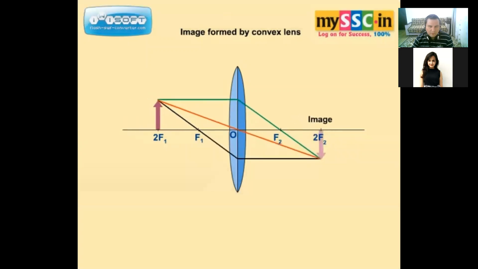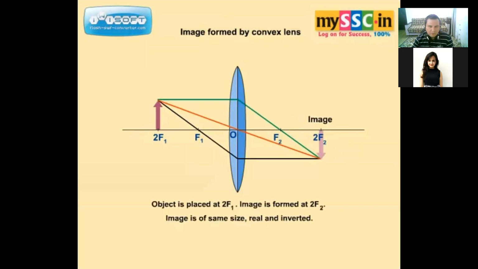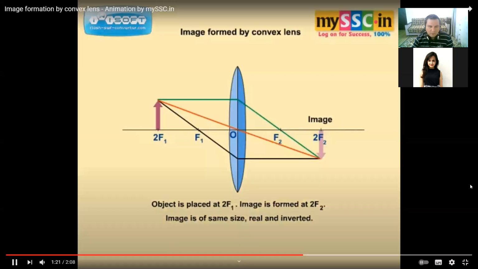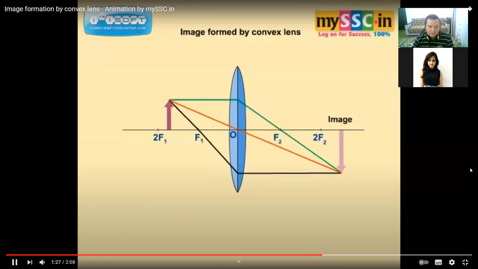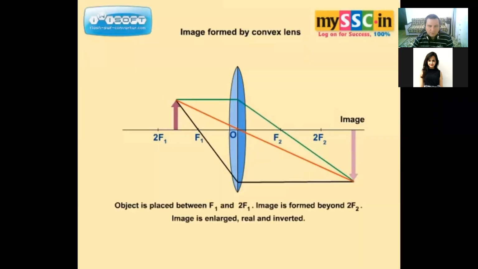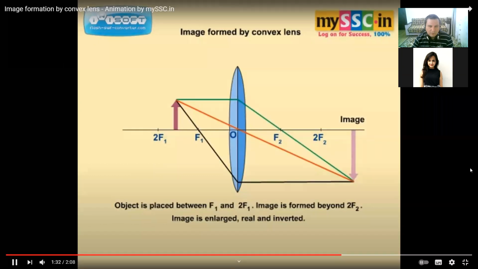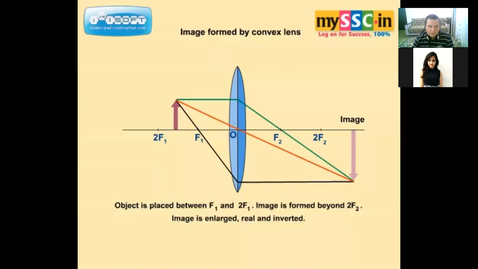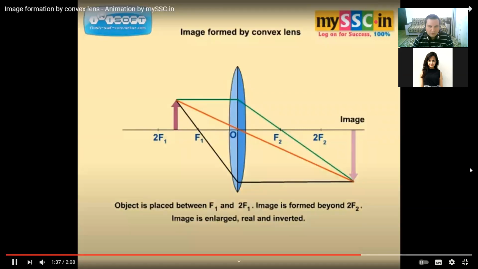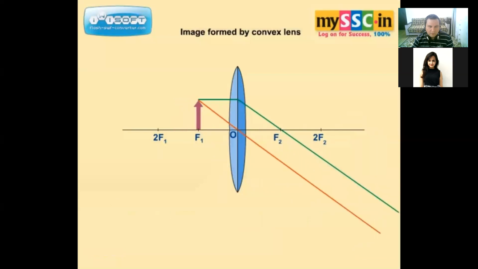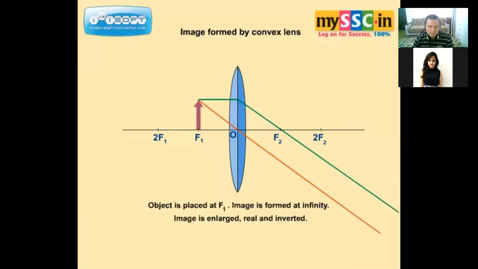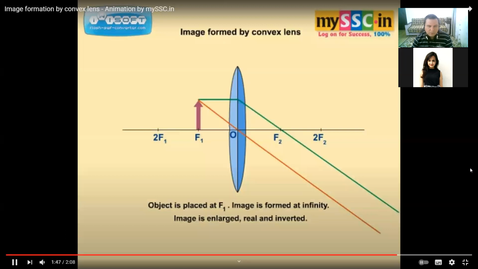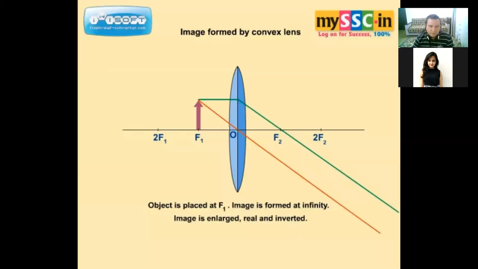When object is placed at 2f1, image is formed at 2f2. Images of same size, real, and inverted. When object is placed between f1 and 2f1, image is formed beyond 2f2. Image is enlarged, real, and inverted. When object is placed at f1, image is formed at infinity. Image is enlarged, real, and inverted.